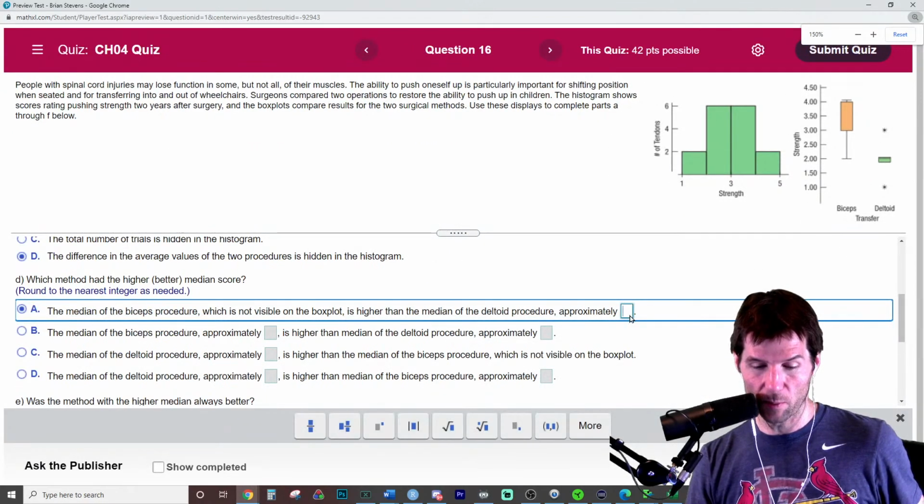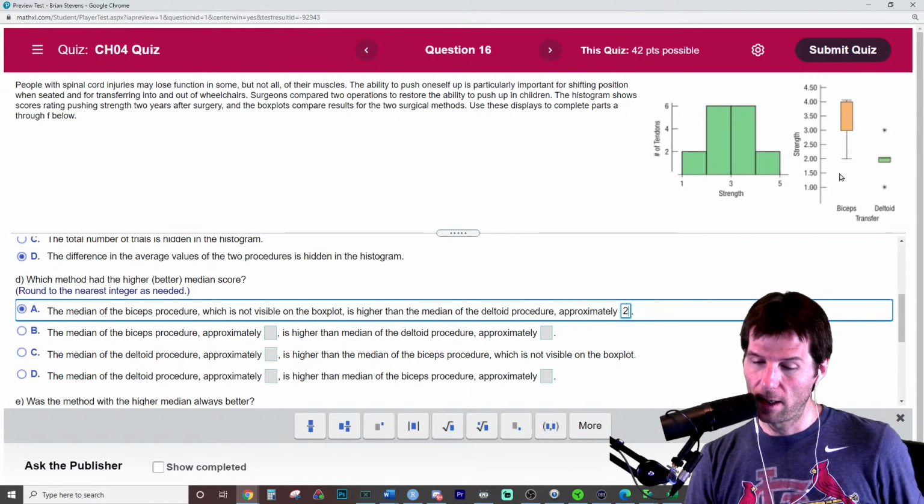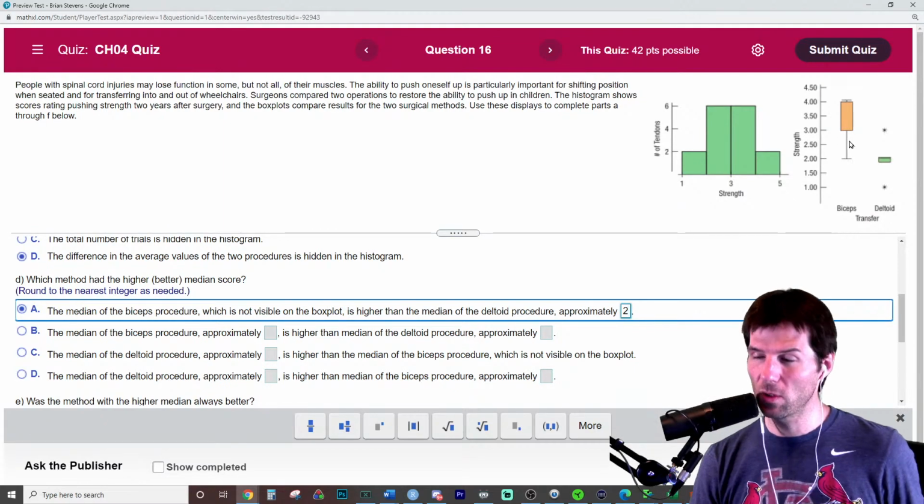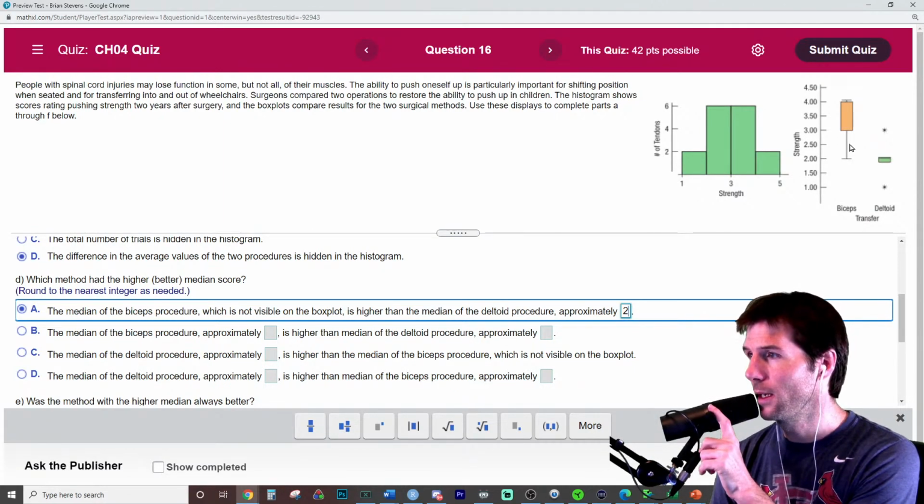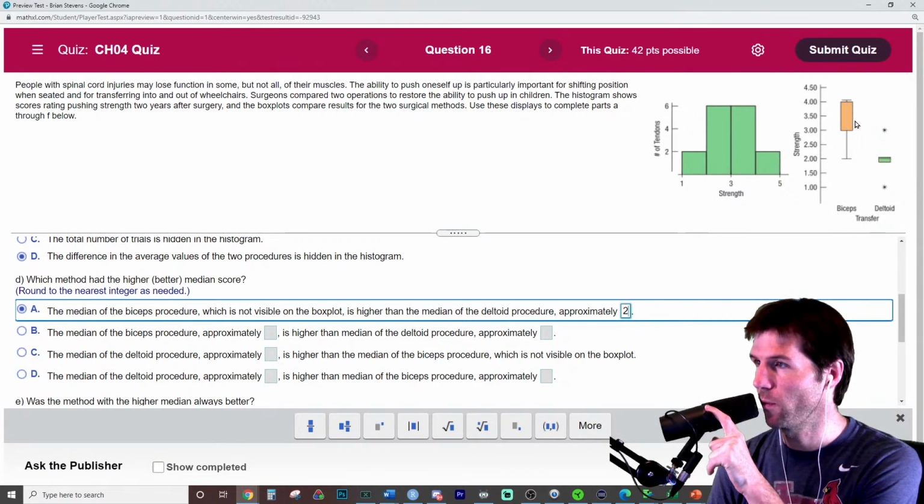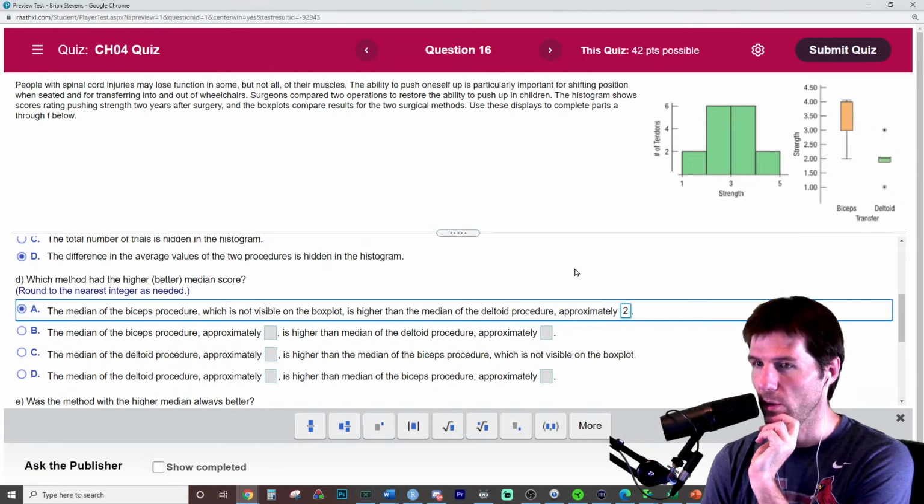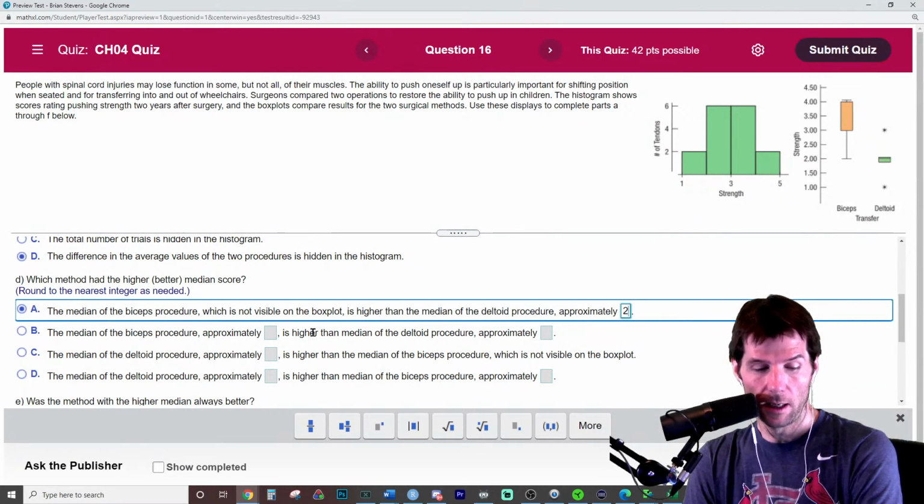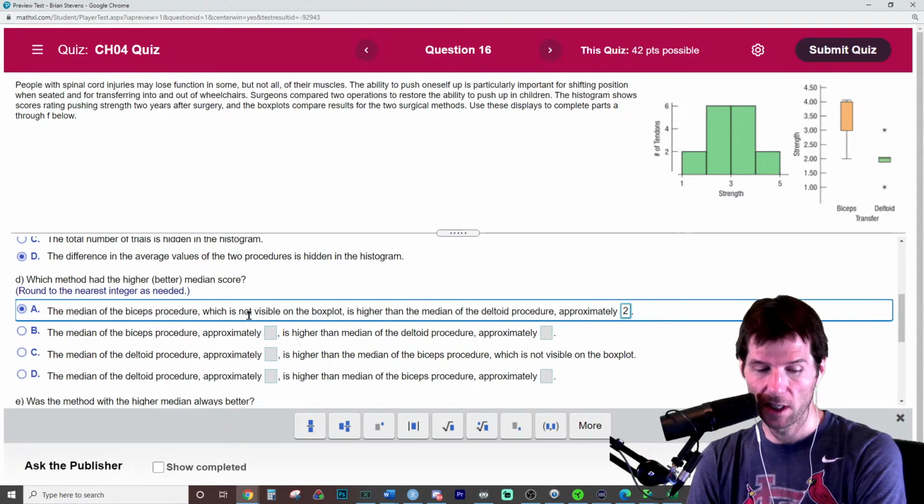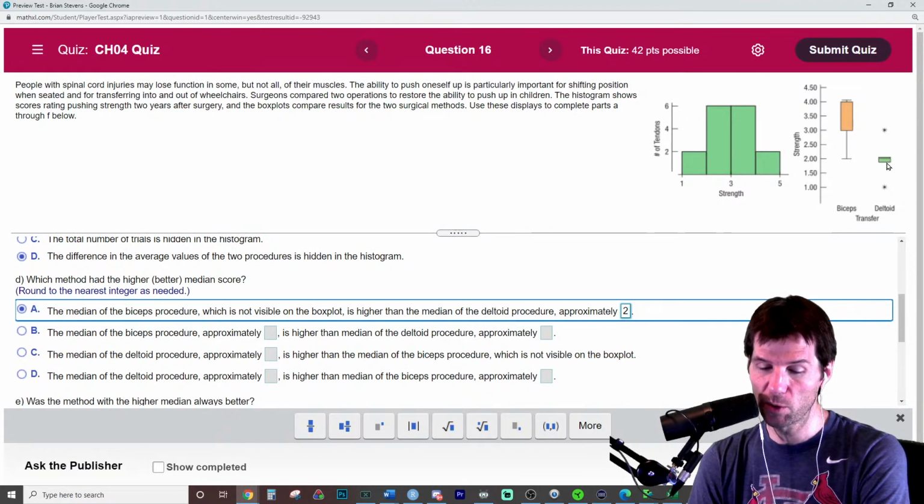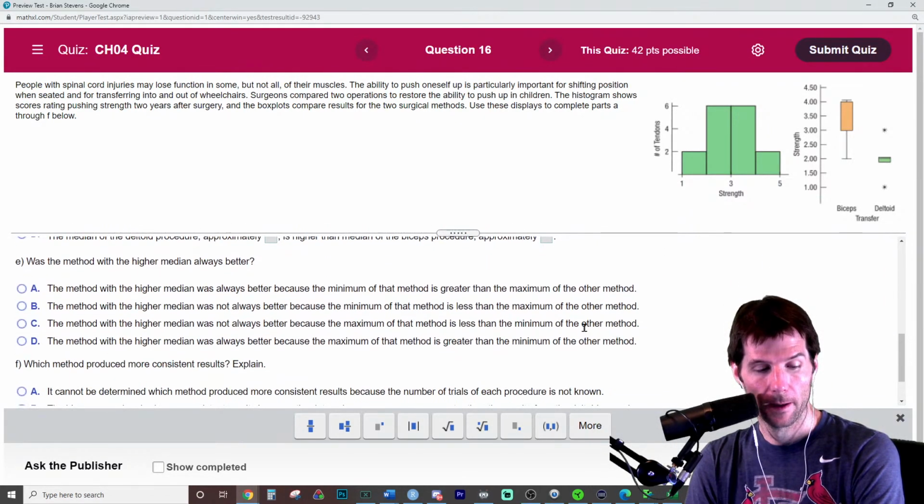So the median for the other one is approximately 2. The median has to be somewhere here on the box plot. Usually they like to highlight the line a little bit better. Even though we can't see it, it has to be between like 3 and 4-ish. But that's way higher over here. So there's definitely a higher median on the bicep procedure. The bicep procedure is somewhere between 3 and 4, definitely higher than the deltoid procedure, which has a median strength of 2.